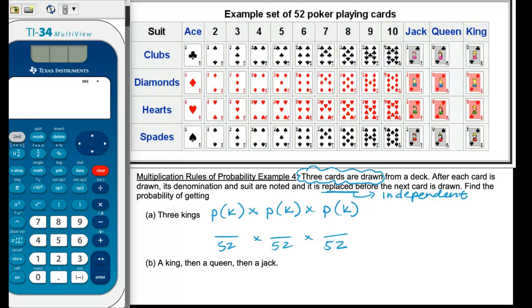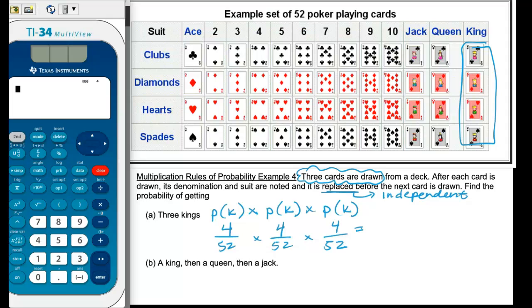So this first pick, there are 4 kings in the deck, so there's a 4 out of 52 chance that I pick a king. I put that card back, shuffle it, and there's still a 4 out of 52 chance of getting a king. Put that card back, shuffle it, and then there's a 4 out of 52 chance that the last card is a king. And so now all I have to do is multiply these together.